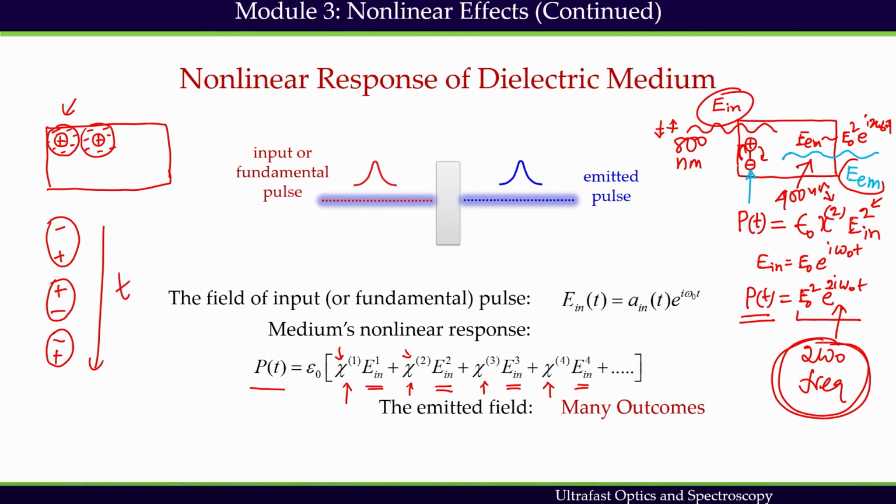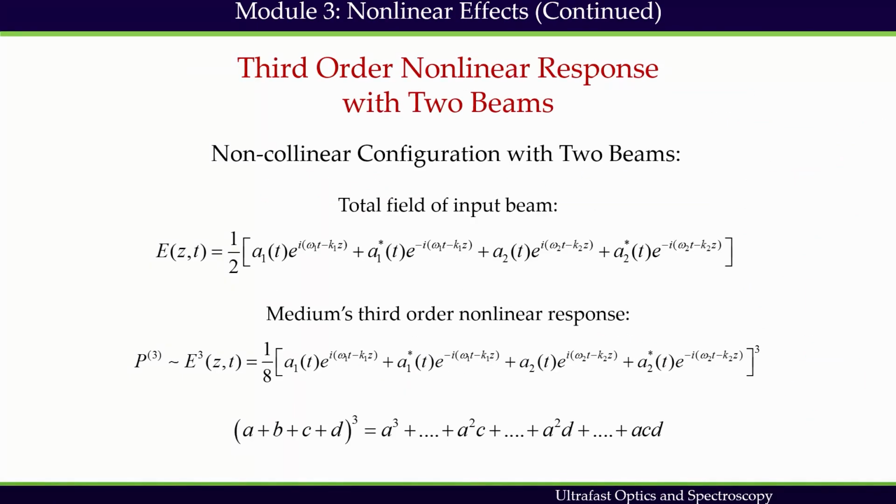So this is all about frequency conversion. We can have different outcomes, and we have seen many outcomes. In today's lecture, we will be focusing only on the third order process and higher order processes. First, we will consider third order process with two beams in non-collinear configuration. Non-collinear and collinear configuration, we have seen it already.